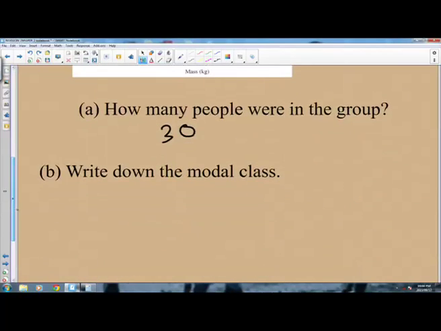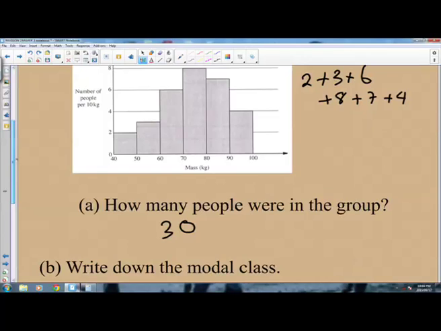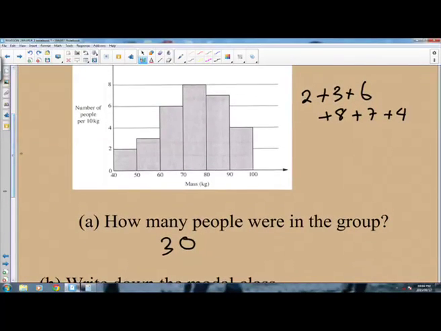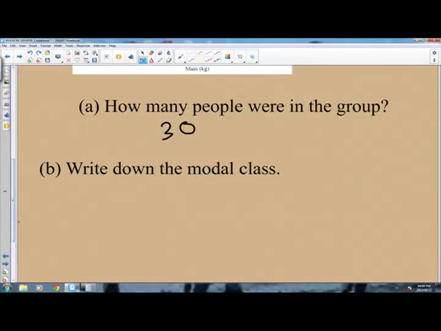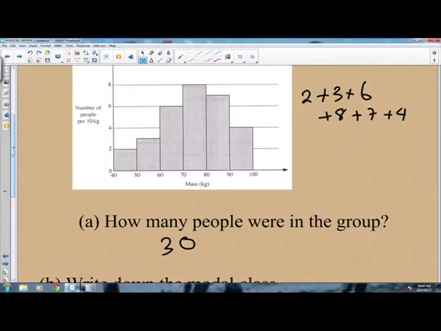So let's go and check the question. Write down the modal class. The modal class is the class with the highest frequency, and according to this, the highest frequency is identified by looking at the highest bar. The highest bar here is the one with the class interval from 70 to 80. So this simply means the modal class is 70 to 80. That is the one with the highest bar, so it's the one with the highest frequency.